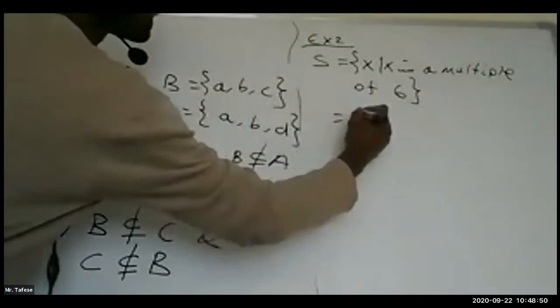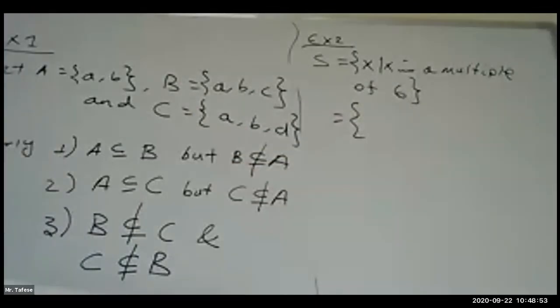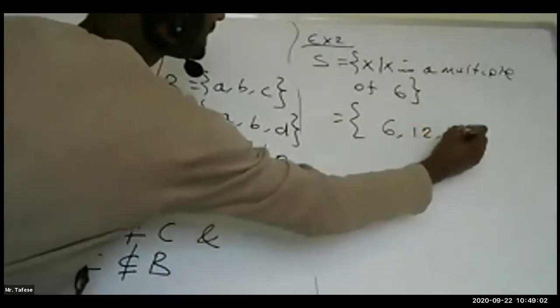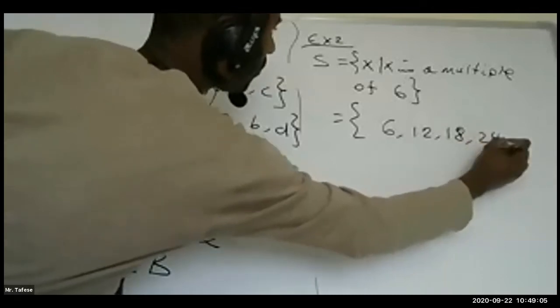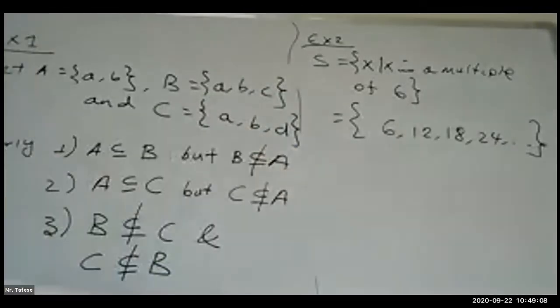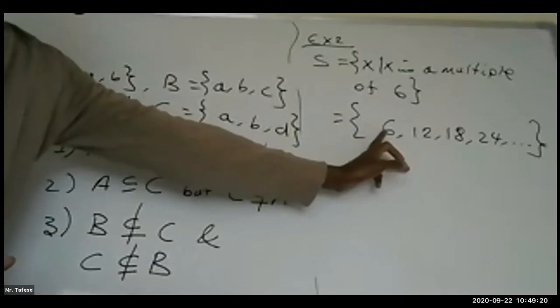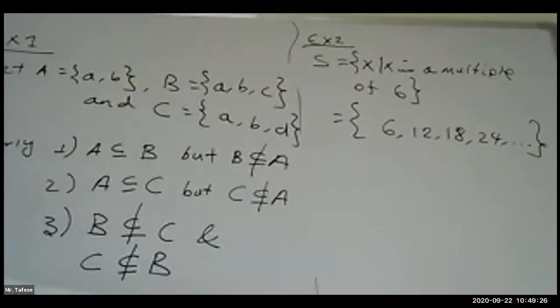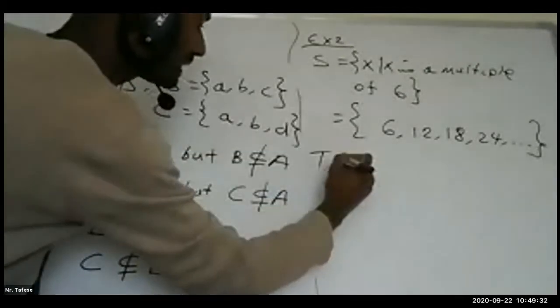For example, if we are interested in the positive multiples of six, they are 6, 12, 18, and 24, and it goes with a difference of 6. If we are interested in the negative ones, including 0 to the left-hand side, it will go like 0, negative 6, negative 12, and so on. But let us be interested only in the positive multiples of 6. This is set S. What about set T?